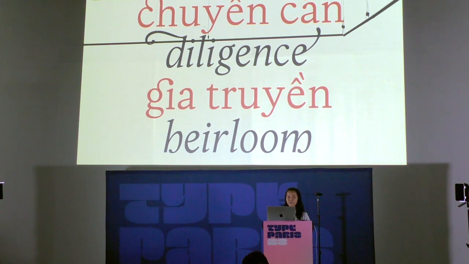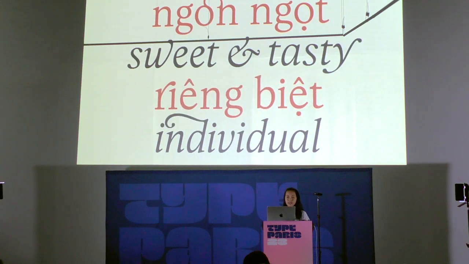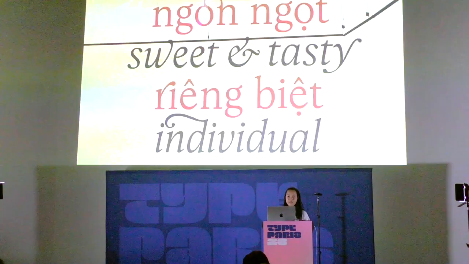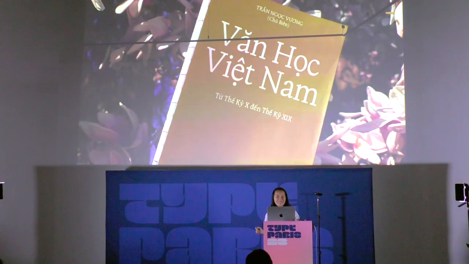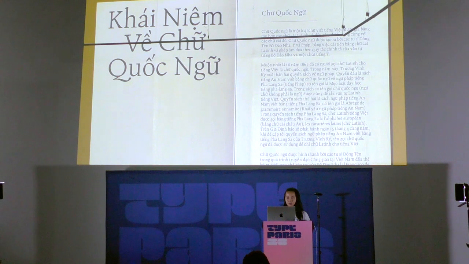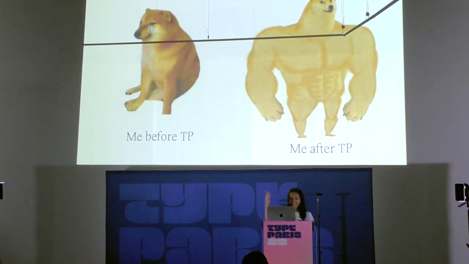Here is the ligature for Vietnamese, and underneath you have the italic in English. Do you know what it means? And here's another version. And so, if I can sum up what I have learned in TypeParis in one photo, it would be with the application. For a book cover, for example, that works for Vietnamese. And here is some book content. And yeah, there you go.